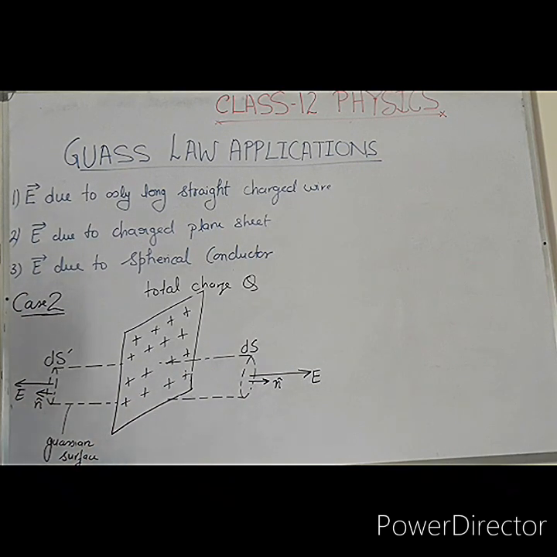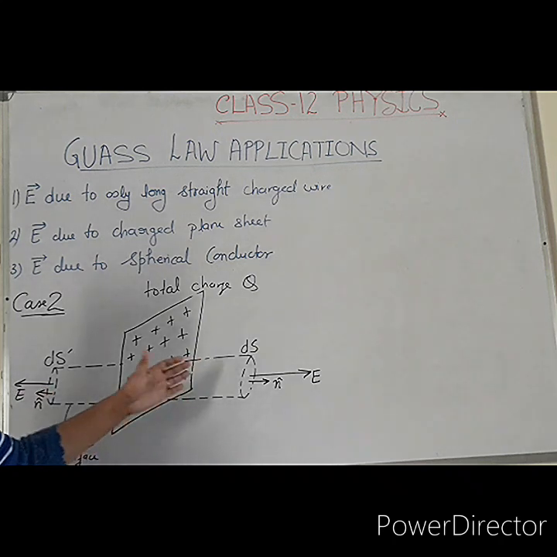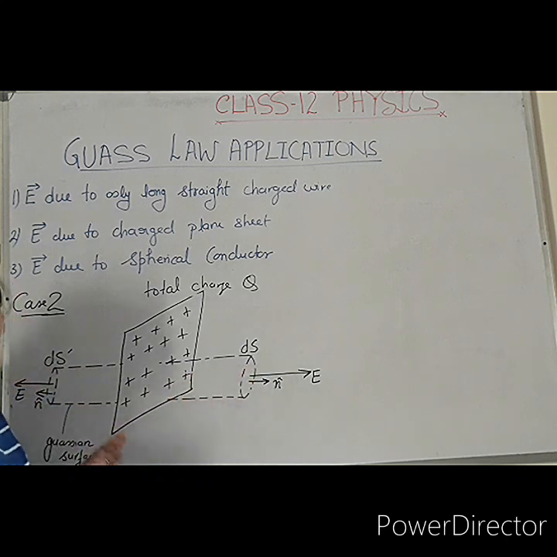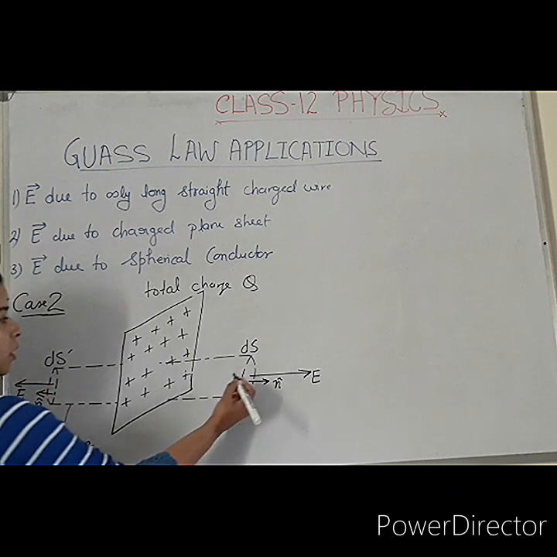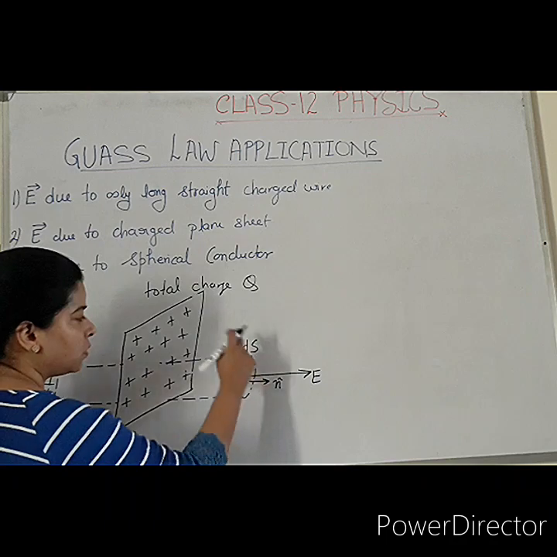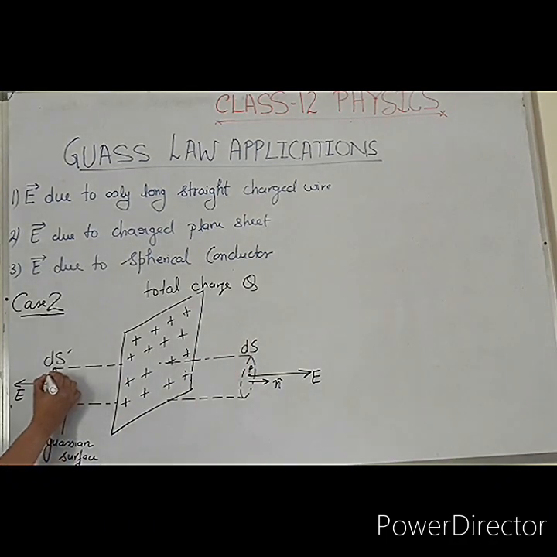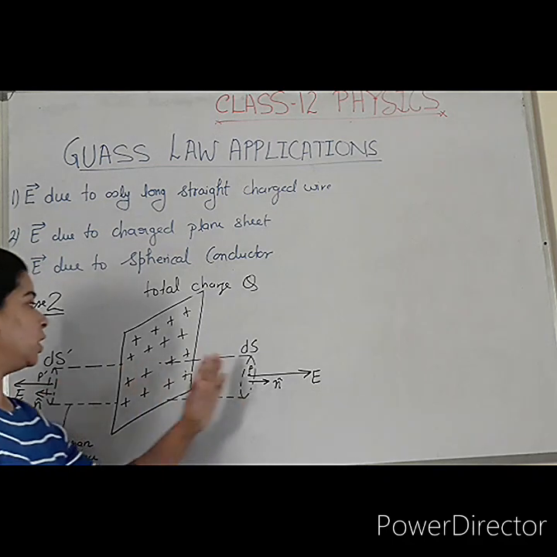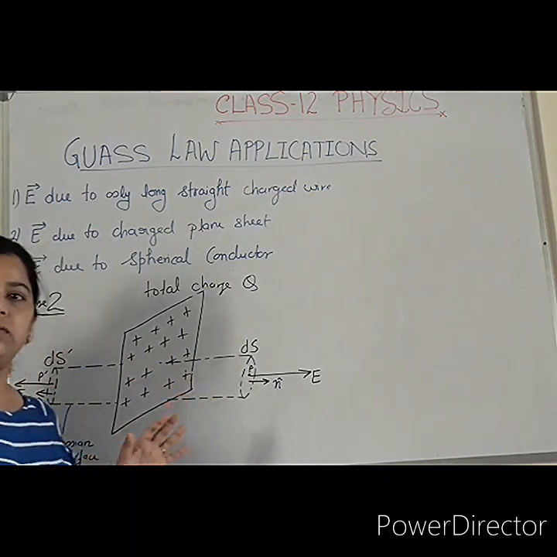Okay, so this is overall the flux. Because this is a plane sheet, the flux is towards both sides. Now we have to calculate the electric field at point P. The point P here is situated at this surface which we have chosen earlier. This is point P, and this we can take as point P dash. So for point P dash and point P, we will calculate the total flux.